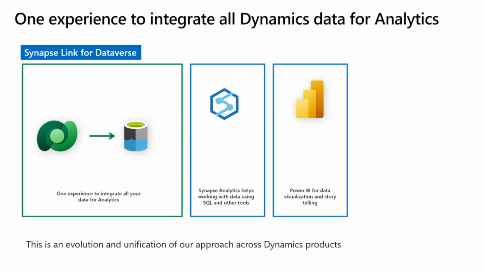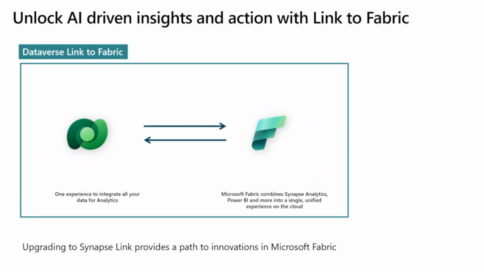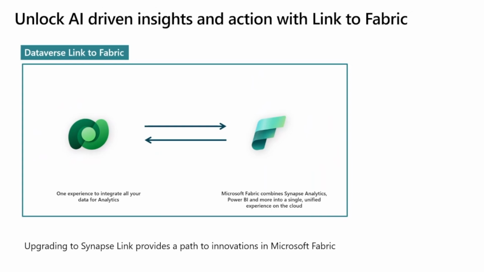Now, this is an upgrade. This is a step in our evolution. It will put you in good shape. It will make it really easy for you to benefit from the new innovations that are coming next. For example, you may have heard of Microsoft Fabric, which became generally available yesterday, which combined Synapse Analytics, Power BI, and many other services into a single SaaS service. So by upgrading to Synapse Link today, you'll get the benefit of using Microsoft Fabric later when you try to do that.